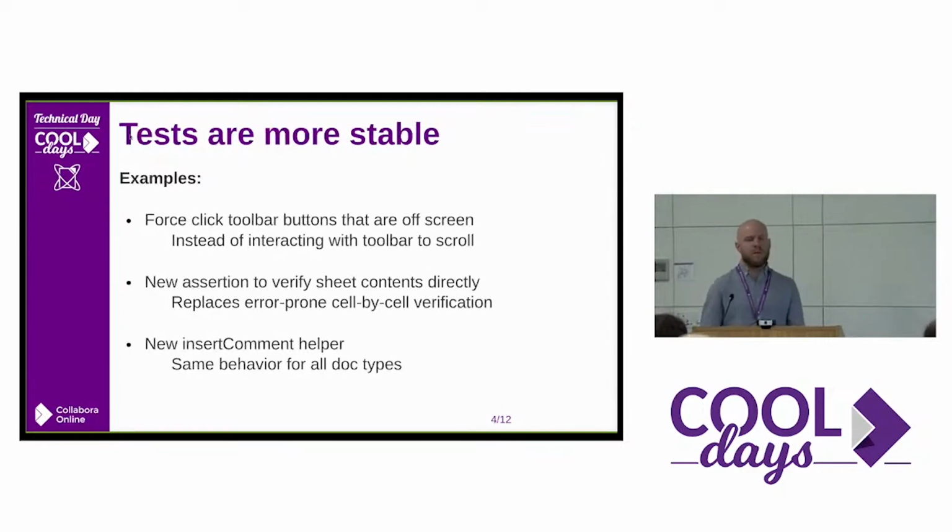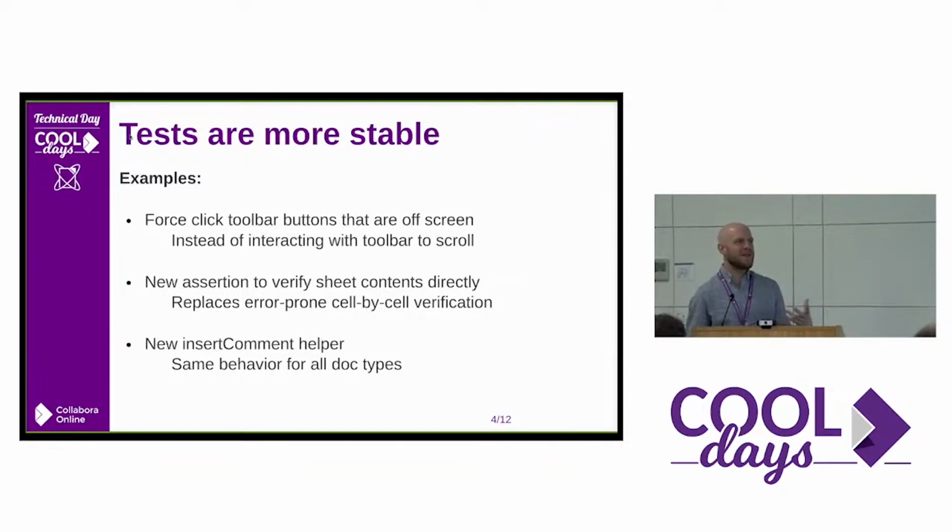So all of those will make things more stable, but I've also been making some changes that are directly focused on stability. I won't go into detail on all of these, but the first one, for example: you might be testing a feature that has a button in the toolbar, and the user would activate the feature by clicking on the button in the toolbar. But the button might be off screen. You have to scroll the toolbar.